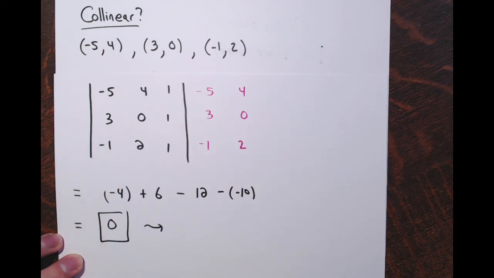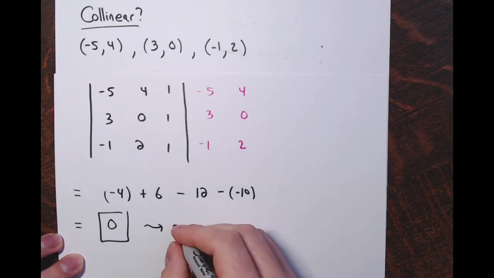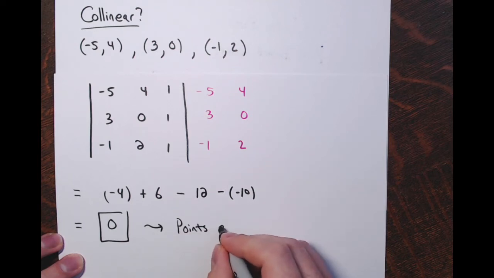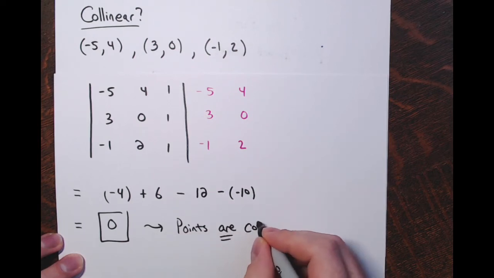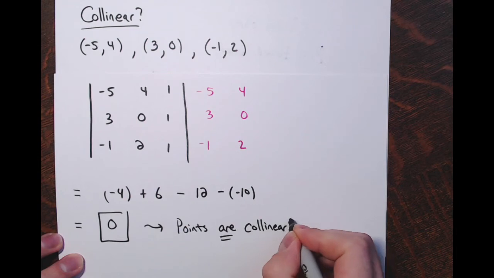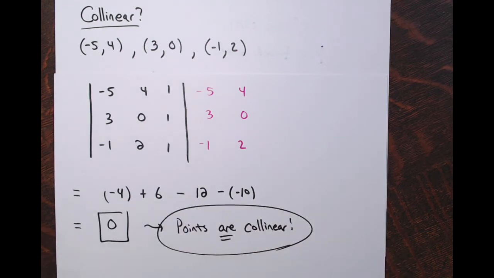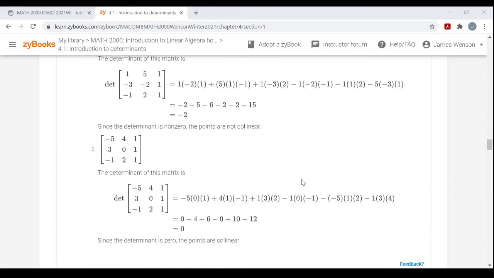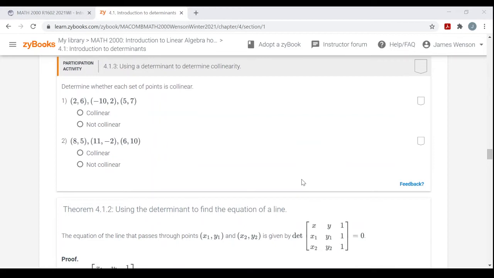The determinant of this matrix is 0, which we were hoping for, because we did say that the points were collinear. So these points do fall on the same line. The points that we are given are collinear. Wonderful. So again, just quick checks on that one.